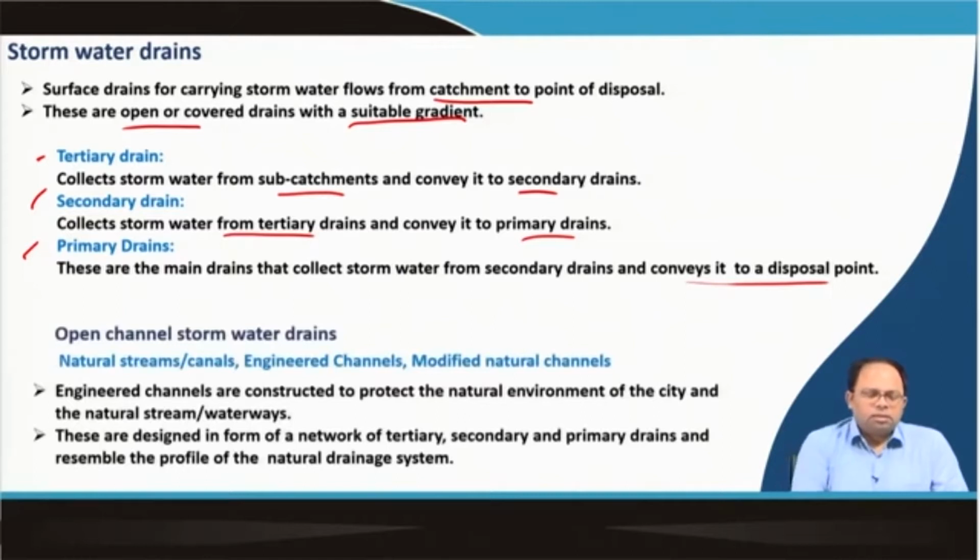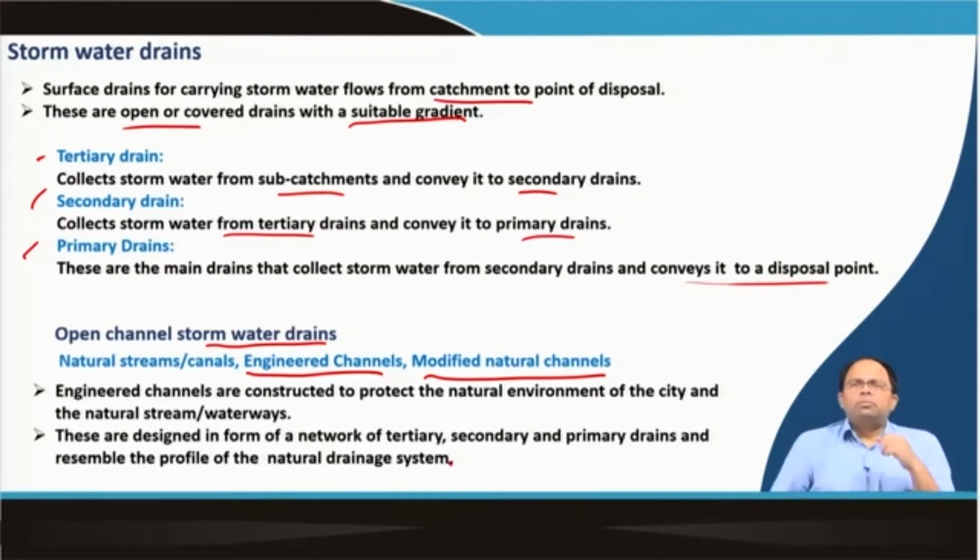So open channels for stormwater drains could be either natural streams or canals that are already present in that area, which you may not need to modify even, or they may be modified natural channels, or there could be engineered channels as well. That means you design the profile of that particular open drain or channel. Engineered channels are constructed to protect the natural environment of the city and the natural streams and waterways, and these are designed to form a network of tertiary, secondary, primary drains and resemble the profile of the natural drainage system.